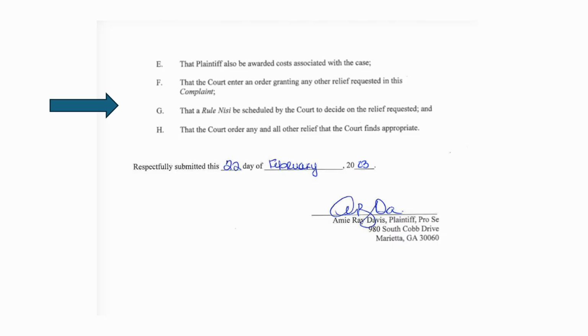That the rule needs to be scheduled by the court to decide on the relief requested. And notice that at the end of each one of these, there's a semicolon. And when we get down to the one right before the last, we always add the semicolon and then we put "and," because we're asking for that entire list of things that the court order any and all other relief that the court finds appropriate.